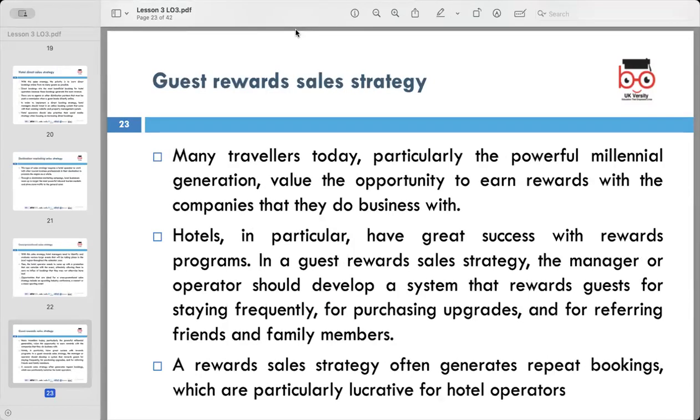Guest reward sales strategy, particularly catering to the preferences of modern travelers, including the influential millennial generation. A guest rewards program offers an opportunity for hotels to incentivize loyalty and encourage repeat business. Hotel managers are encouraged to develop comprehensive reward systems that incentivize guests for various actions such as frequent stays, purchasing upgrades, and referring friends and family members.